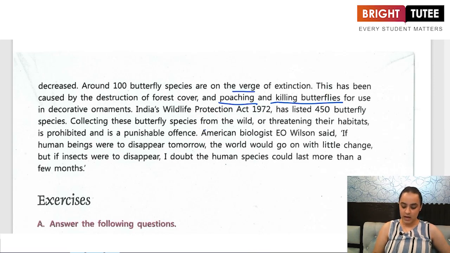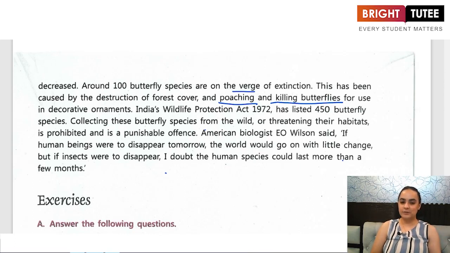American biologist E.O. Wilson said, if human beings were to disappear tomorrow, the world would go on with little change. But if insects were to disappear, I doubt the human species could last more than 3 months. So according to the biologist, if human beings die, it will affect the earth only very little. But if the insects die, the human species will not be able to survive for more than 3 months. This explains the importance of these insects and pollinators in our nature.